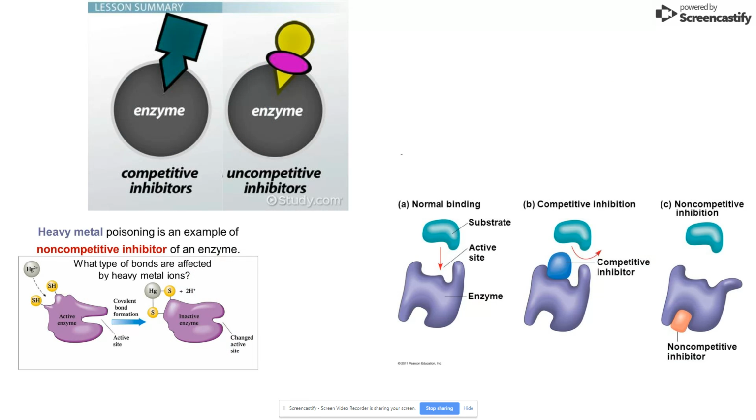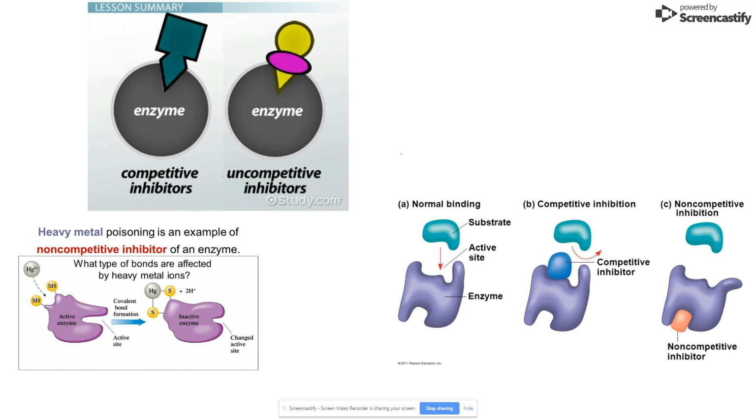Competitive inhibitors compete with substrates to bind to the enzyme. These can be counteracted by increasing the concentration of the substrate. Uncompetitive inhibitors are when the substrate and the inhibitor bind to the enzyme at the same time, and the binding of the inhibitor plays a factor in the binding of the substrate, and vice versa.